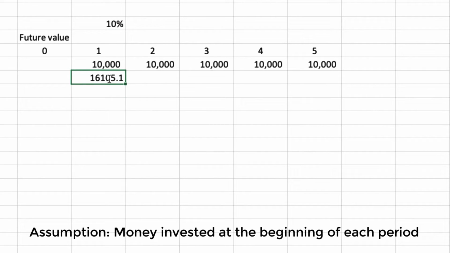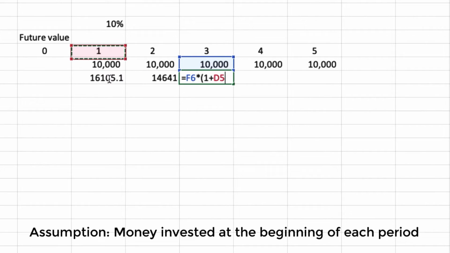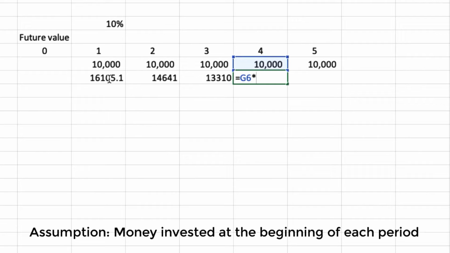Similarly, in the second year, this money gets invested for 4 years. In the third year, this money gets invested for 3 years. In the fourth year, this money gets invested for 2 years. And the last year money is invested for 1 year.